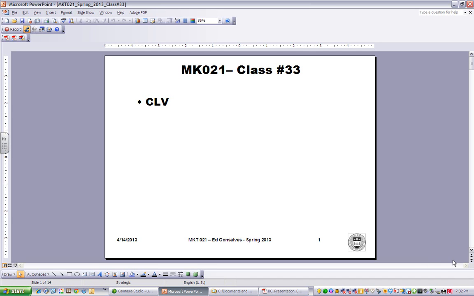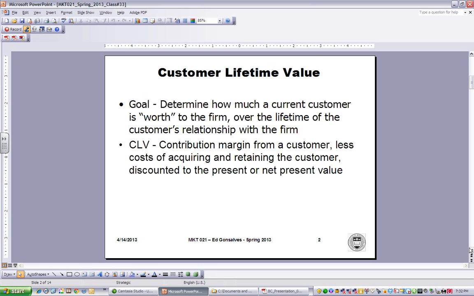CLV is a really interesting concept. It stands for customer lifetime value, and it's a good concept to know. It's a mechanism by which you can look at customers and try to define what their worth is to a firm over the lifetime that you have a relationship with this customer. And it's a function of a couple of things. One is the contribution margin from a customer. In other words, what profit you get from that customer.